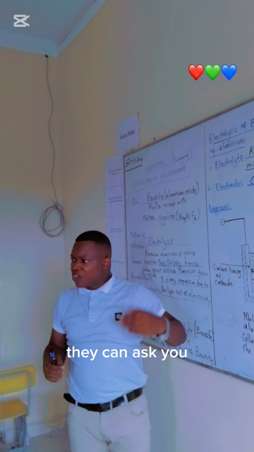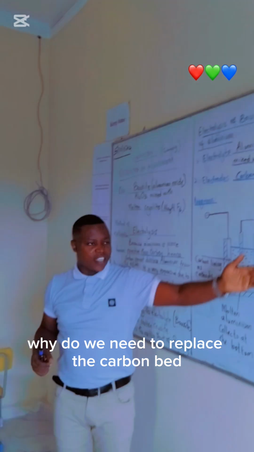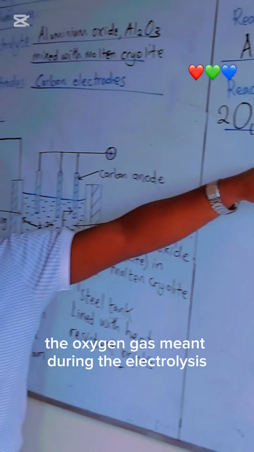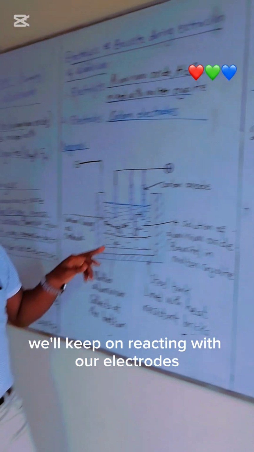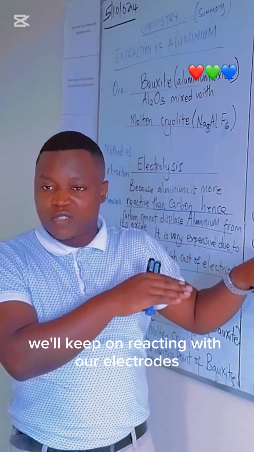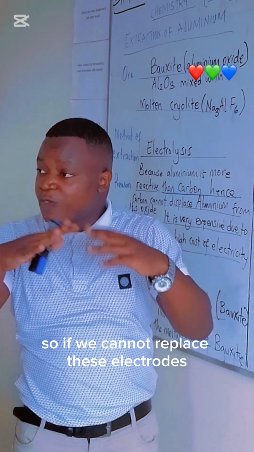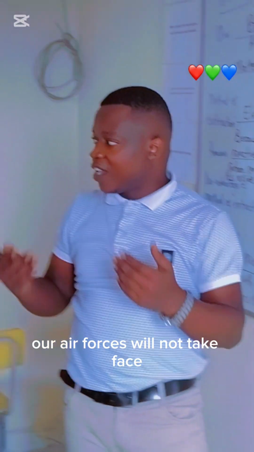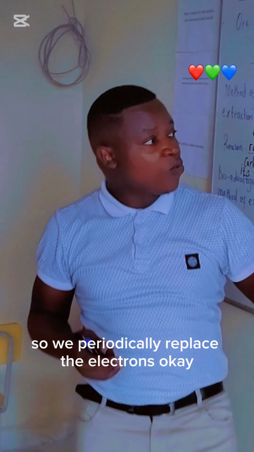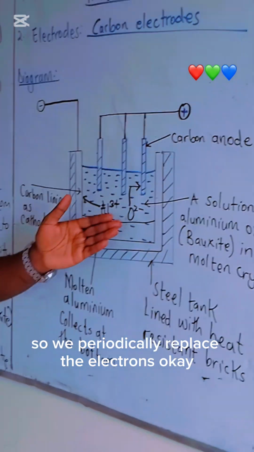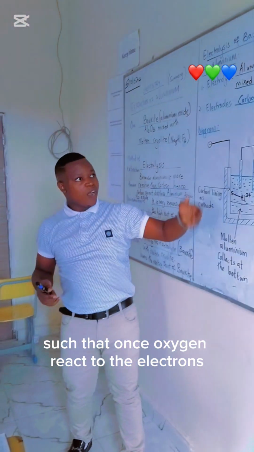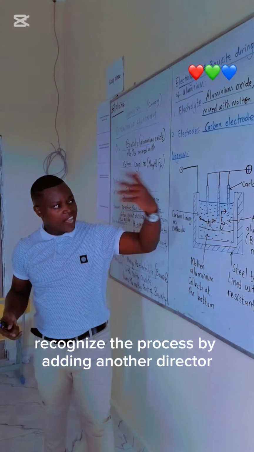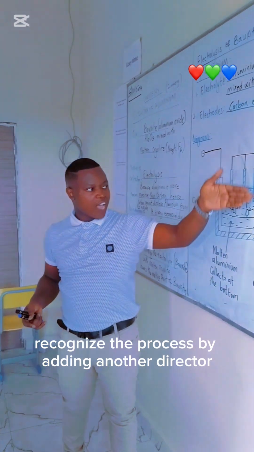They can ask you, why do we need to replace the carbon electrodes periodically? The answer is: the oxygen gas made during the electrolysis will keep on reacting with our electrodes to form carbon dioxide. So if we cannot replace these electrodes, it means that in the future our electrolysis will not take place. So we periodically replace the electrodes, okay? Such that once oxygen reacts with the electrodes, we can again reignite the process by adding another electrode.